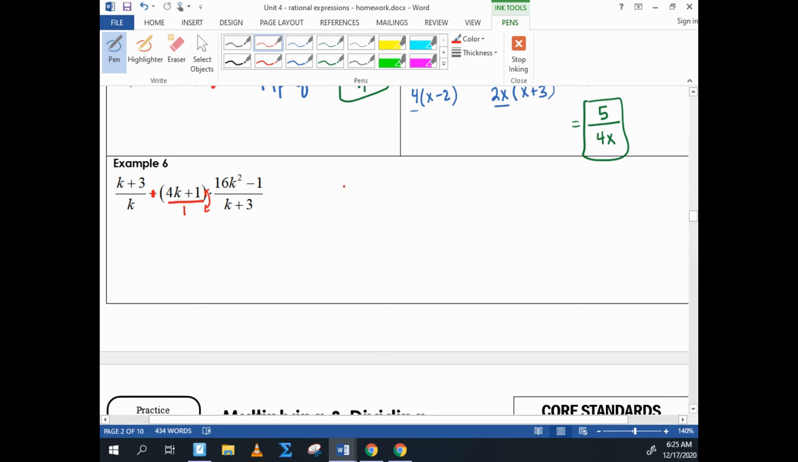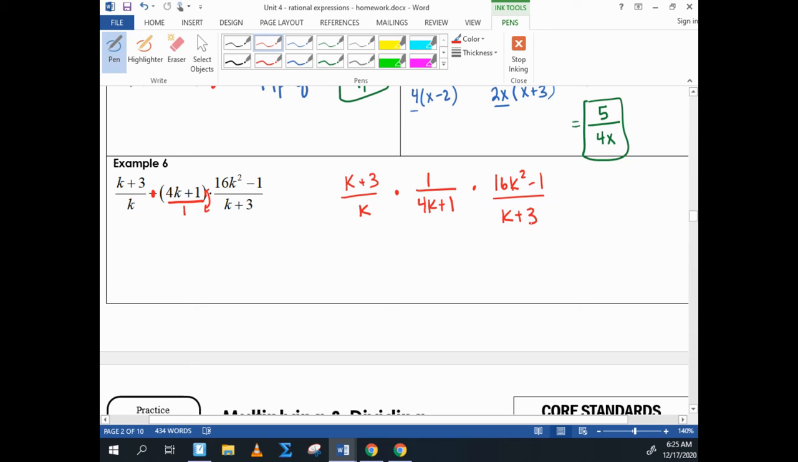But I just have, let's write it over here. I still have this first one. This is just like it. So it's k plus 3 over k. Again, we switch that to multiplication, put the 1 on the top this time, and then the 4k plus 1 on the bottom. And then we're going to multiply it by the 16k squared minus 1 over k plus 3.